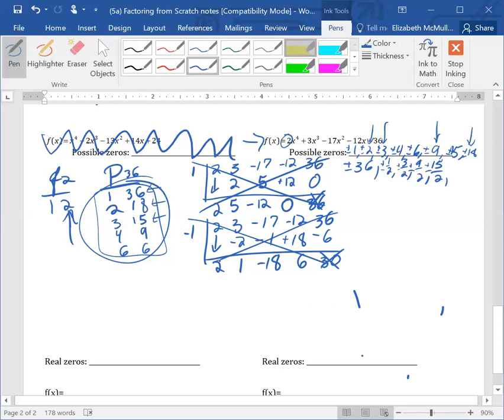All right, remember what I said. Sometimes you get lucky and the first one is it. Sometimes you don't. This is definitely a don't. Our first two have not been zeros. All right, so let's try the next one. Let's go positive 2.